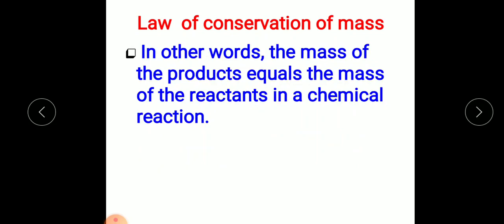In other words, we also define the law of conservation of mass as: the mass of the products equals the mass of the reactants in a chemical reaction. So this we have seen in our previous classes. For example, when magnesium burns in oxygen, it will form magnesium oxide. If you take the weight of the magnesium and oxygen combined before the reaction, and measure the weight of the product formed after the reaction, it will remain the same.